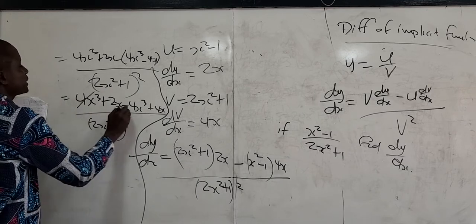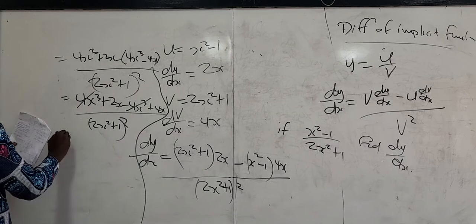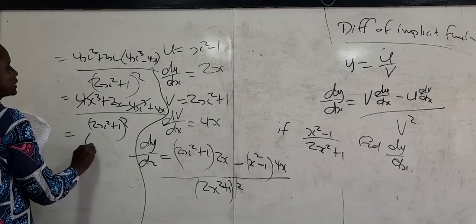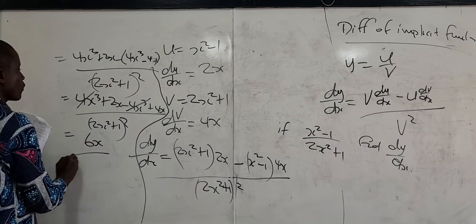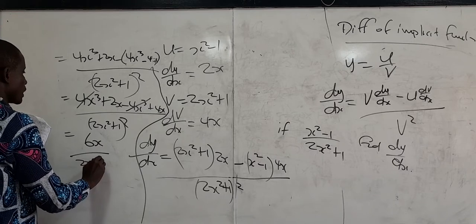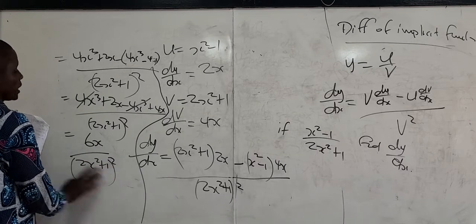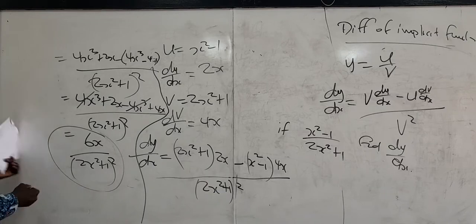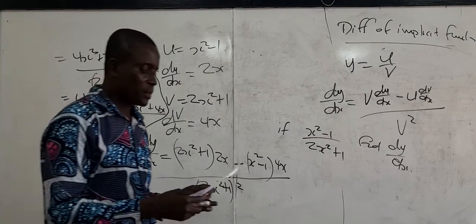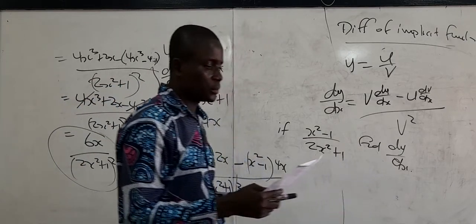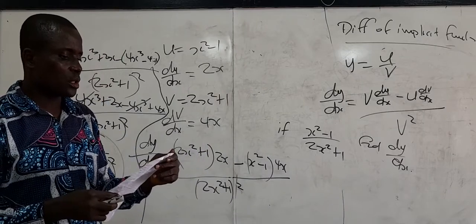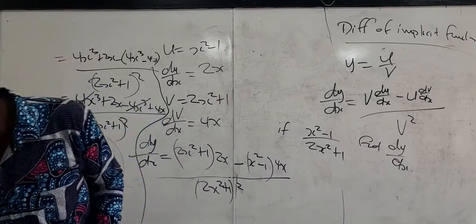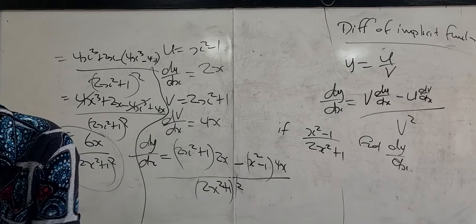So this and this will go off if everything's right. So here becomes 6x over 2x squared plus 1 squared. You can decide to expand it, but this is the dy/dx that you will have. Exactly. That is how it goes. So we will be continuing as such.